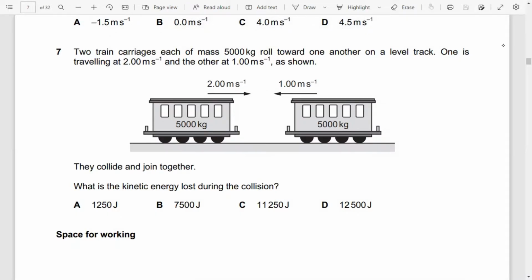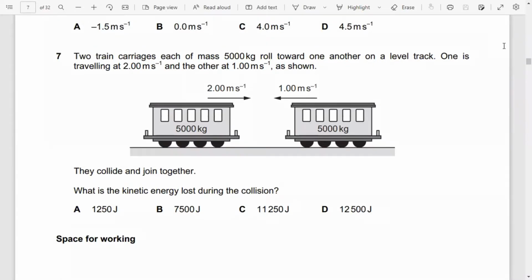And they roll towards one another on a level track. One is traveling at 2 and the other is traveling at 1. They collide and they join together. What is the kinetic energy lost during the collision? Now what happens is that पहले तो आप kinetic energy find कर लें before collision, ठीक है?